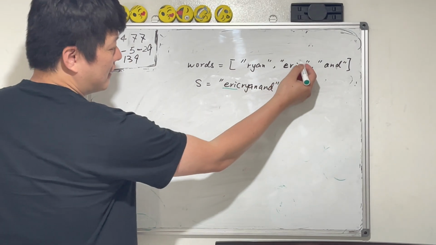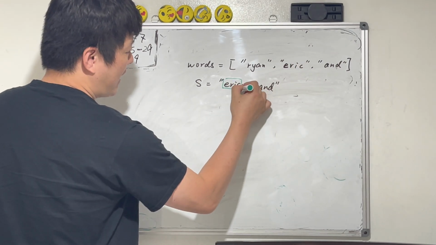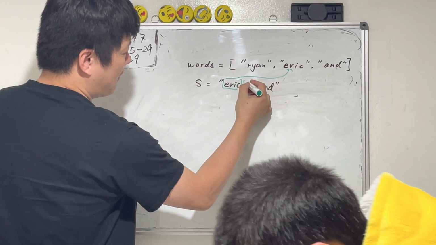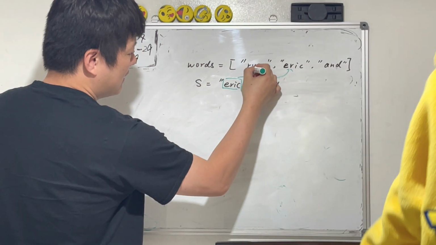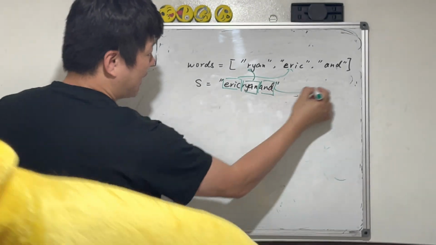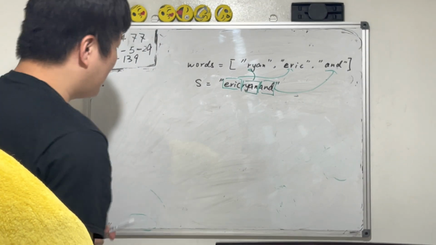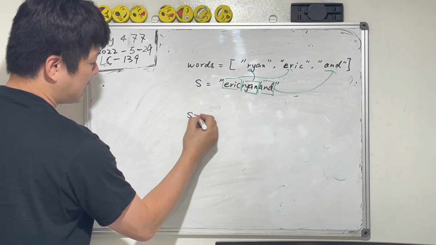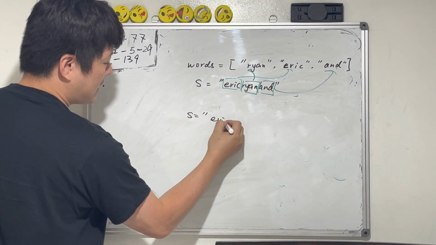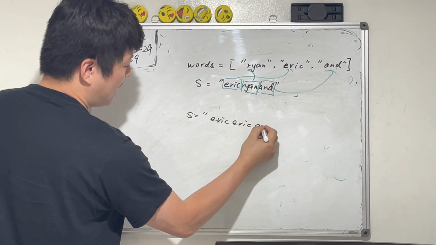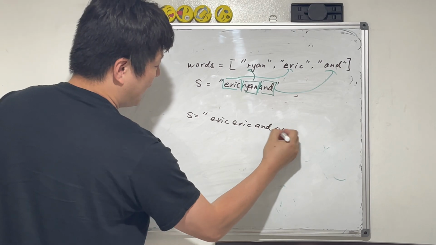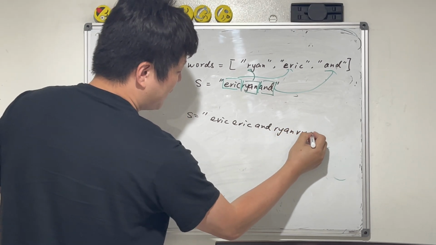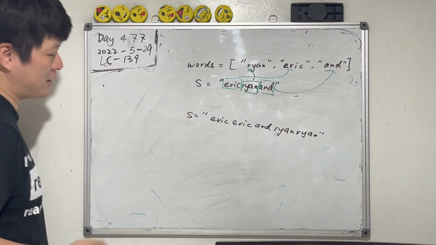Eric is here, right? So we can use Eric here, and we can use Ryan here, and we use the N here. Make sense? Okay, so another example. How about S equals ERIC, AND, RYAN. Can we? Yes, because as I said.